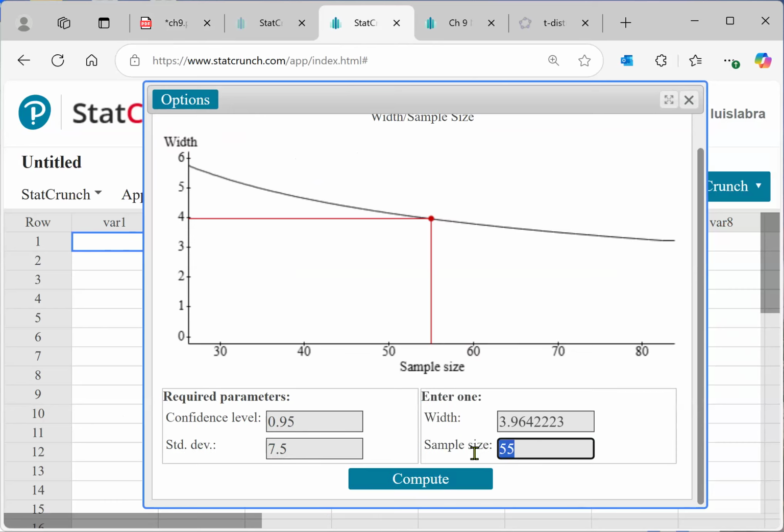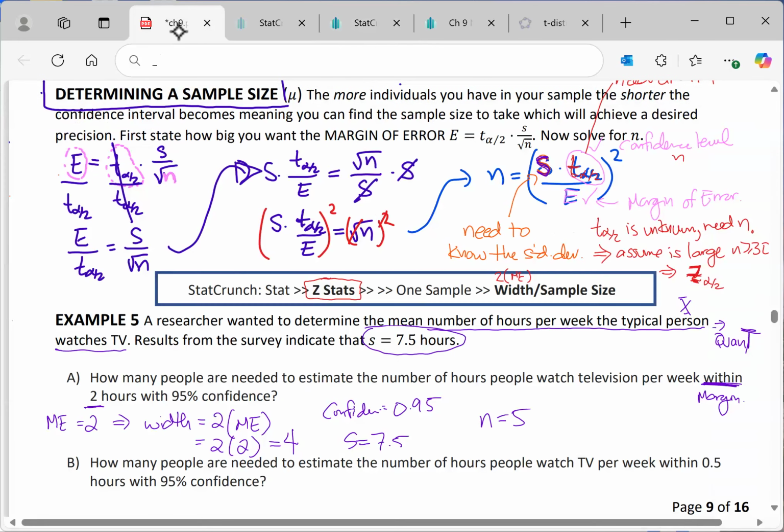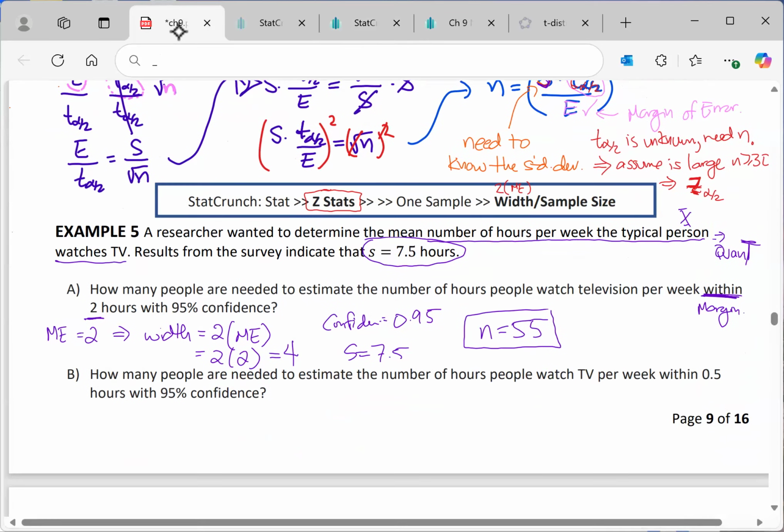All right, and check this out. We get our answer of 55. All right, so go ahead and try this again with a change here now. What if we want the margin of error to be within 0.5 and see what changes there? So go ahead and give that a shot. And that is everything that we can do with a population mean.